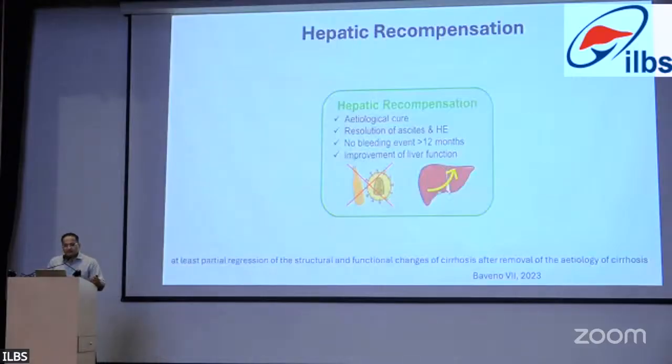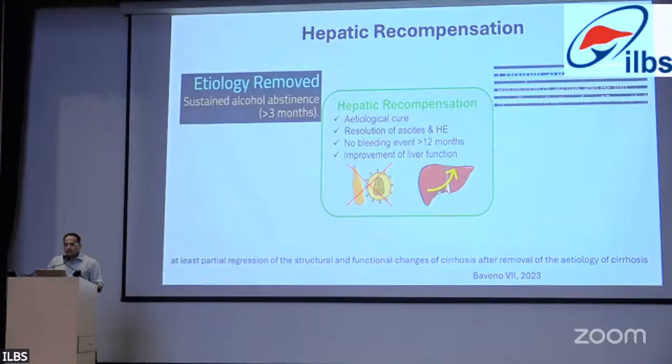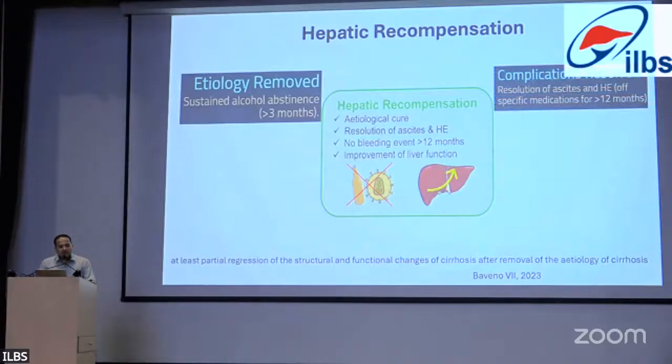By Baveno 7, hepatic recompensation is defined as the etiological cure: sustained abstinence from alcohol of 3 months or more, meaning the etiology is removed, and complications resolved, like ascites and HE. Baveno 7 has a very strict definition. Patients should even be off diuretics, off rifaximin, off lactulose to call complications resolved completely.